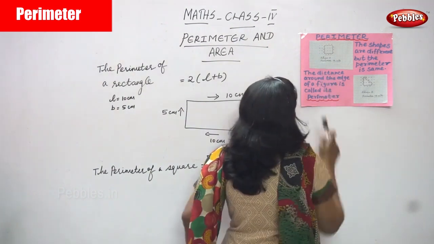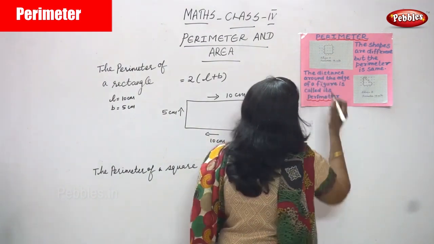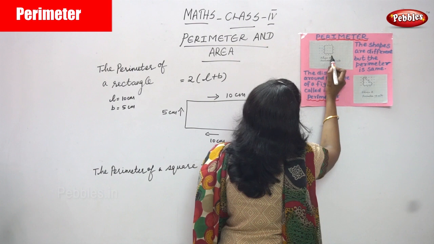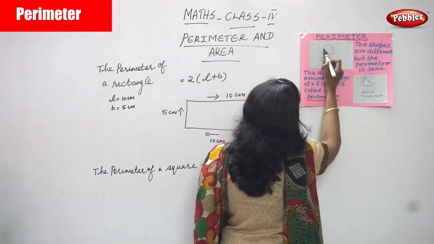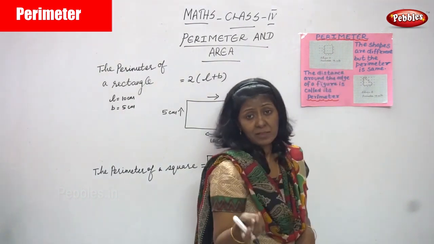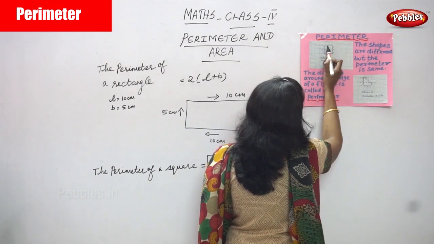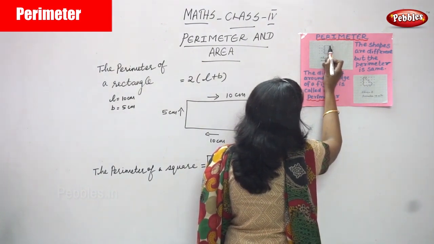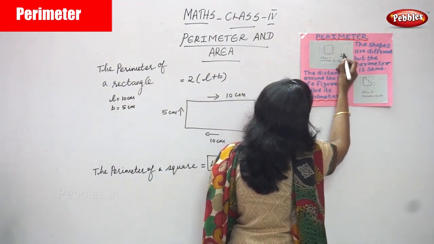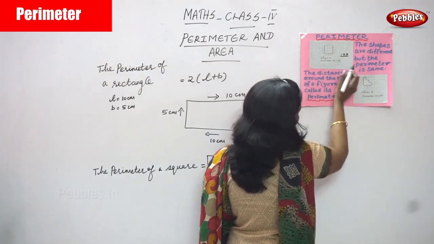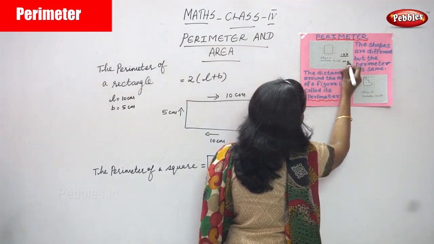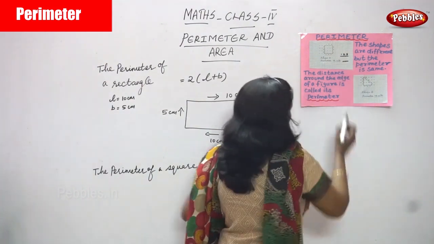So this is shape A. We have to find out how many units are in this figure. This is 1, 2, 3, 4, 5, 6, then 7, 8, 9, 10, 11, 12. So this shape A perimeter is 12 units. That means 12 centimeters. Each dot, from this dot to this dot is 1 unit, this dot to this dot is 2 units. From here to here 1 unit, again here to here 2 units.